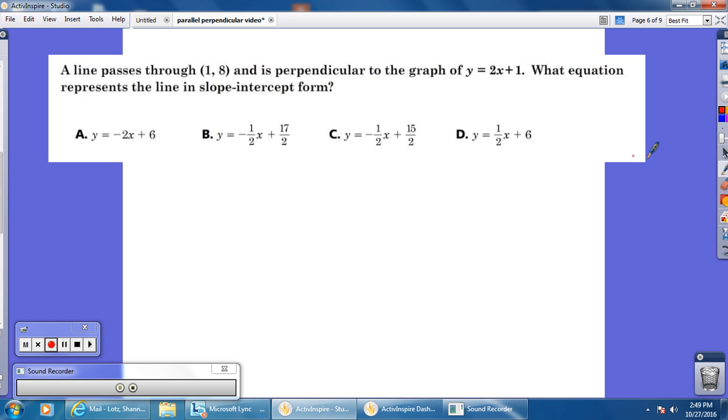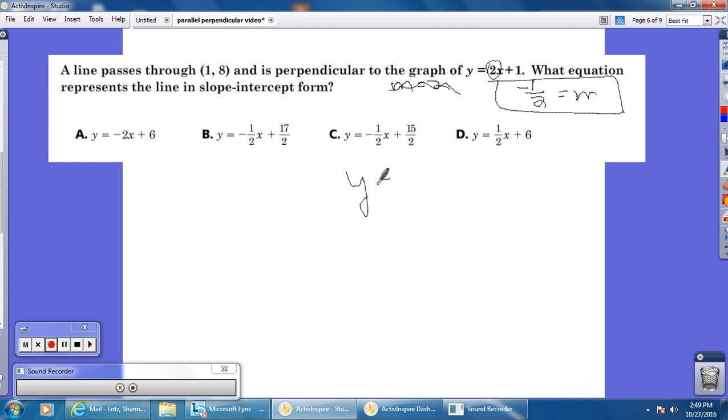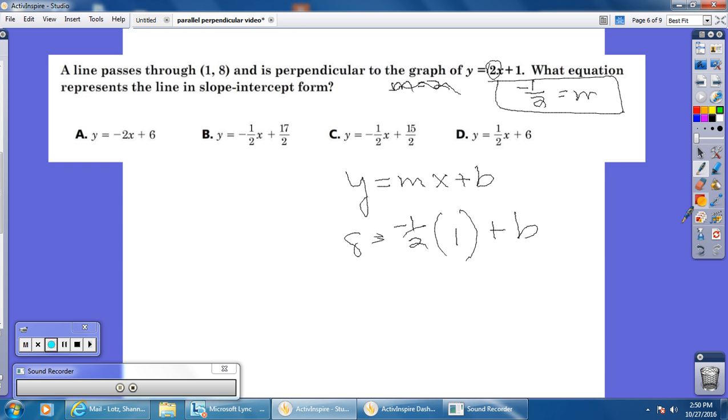All right, your turn. Okay, perpendicular slope, right? So then I do step 1, I flip it, and then step 2, change the sign. So here is my new slope. Scratch that out. Y equals mx plus b. My y is 8. My new slope is negative 1/2. X is 1 plus b. Then I solve.